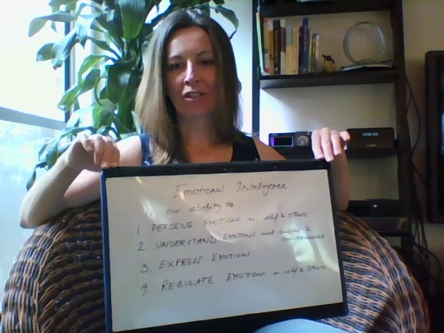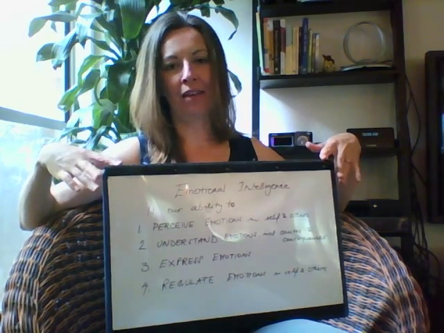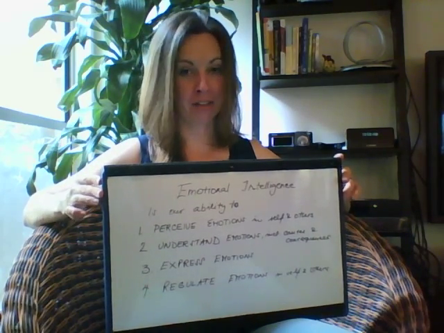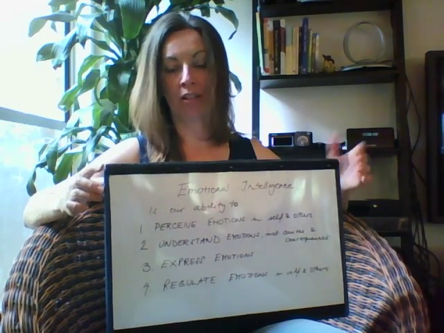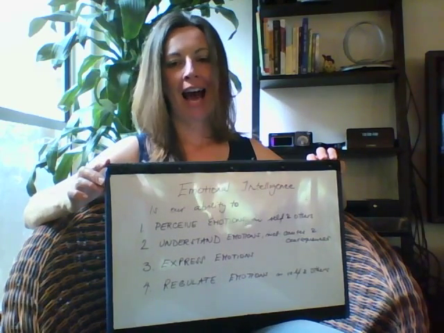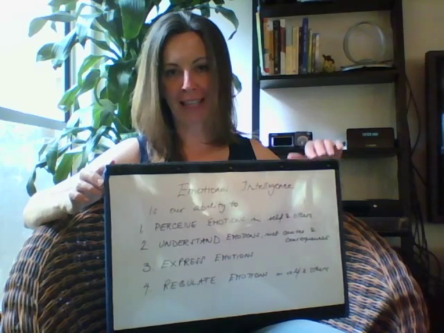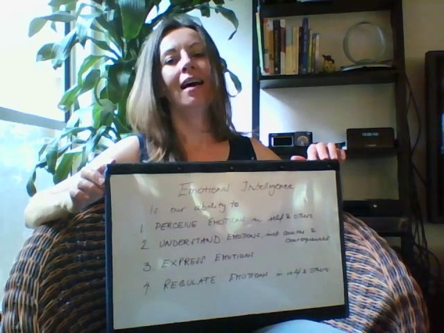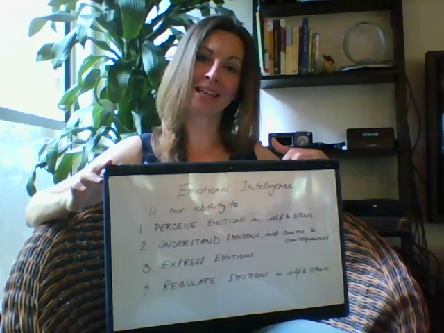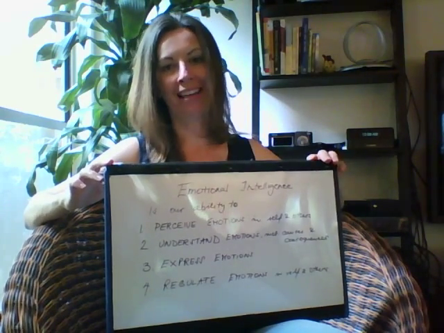So emotional intelligence is thought of as having a few components. One is to perceive emotions in ourselves and in others, our ability to understand emotions as well as their causes and consequences, our ability to effectively express how we feel, and our ability to regulate emotions not only in ourselves but also in others.